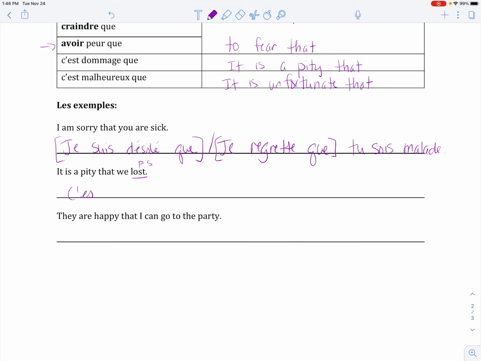So it is a pity. C'est dommage que we lost. Que nous ayons, and the verb to lose is perdre. Que nous ayons perdu.